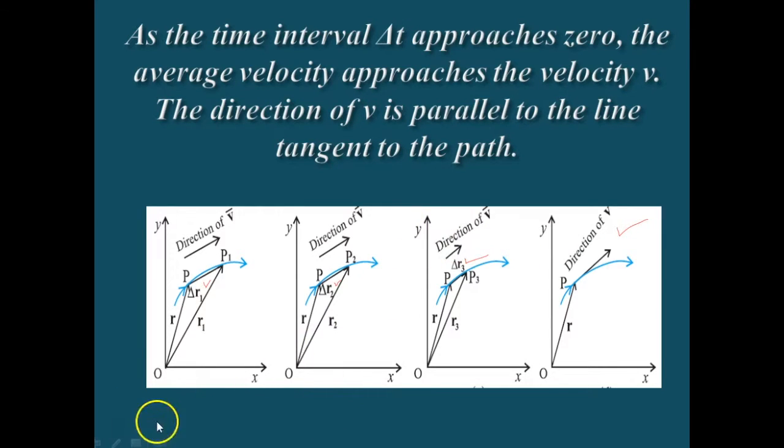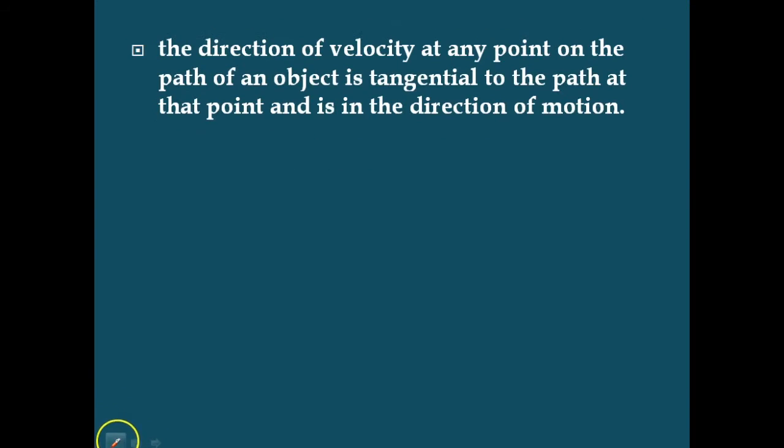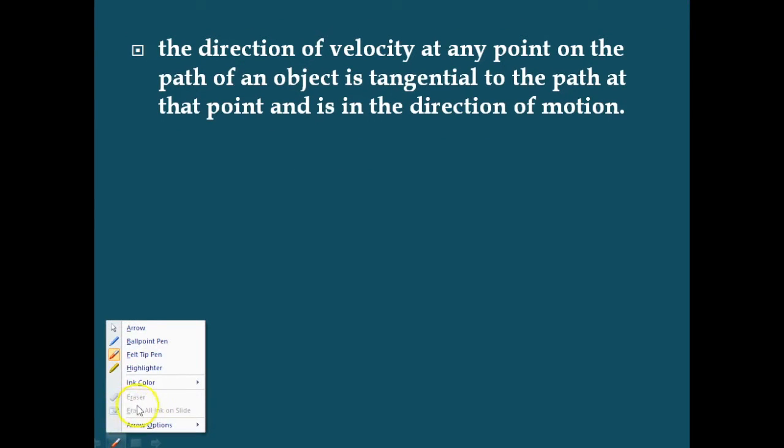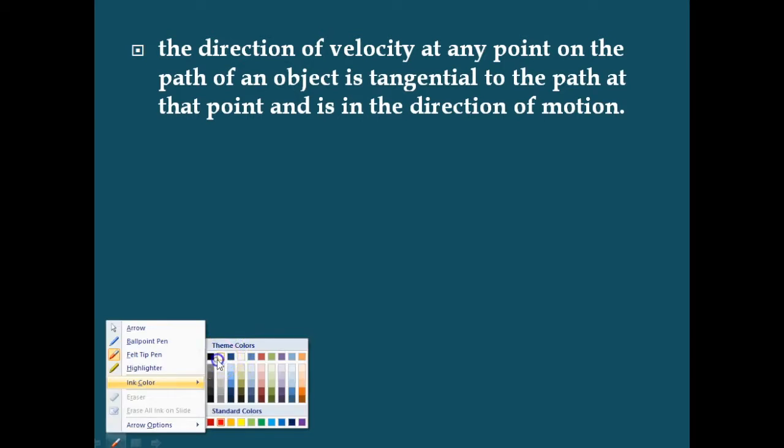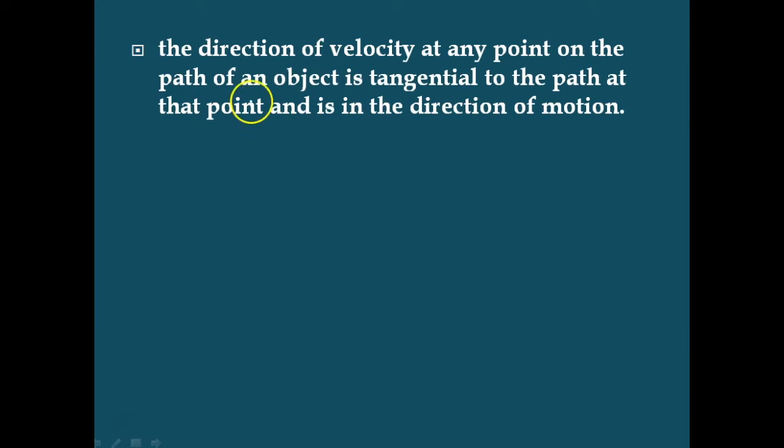Now let us consider some mathematical expressions for this. I told you the direction of velocity at any point on the path of an object is tangential to the path at that point, and it is in the direction of motion. So the velocity v can be represented as dr by dt.